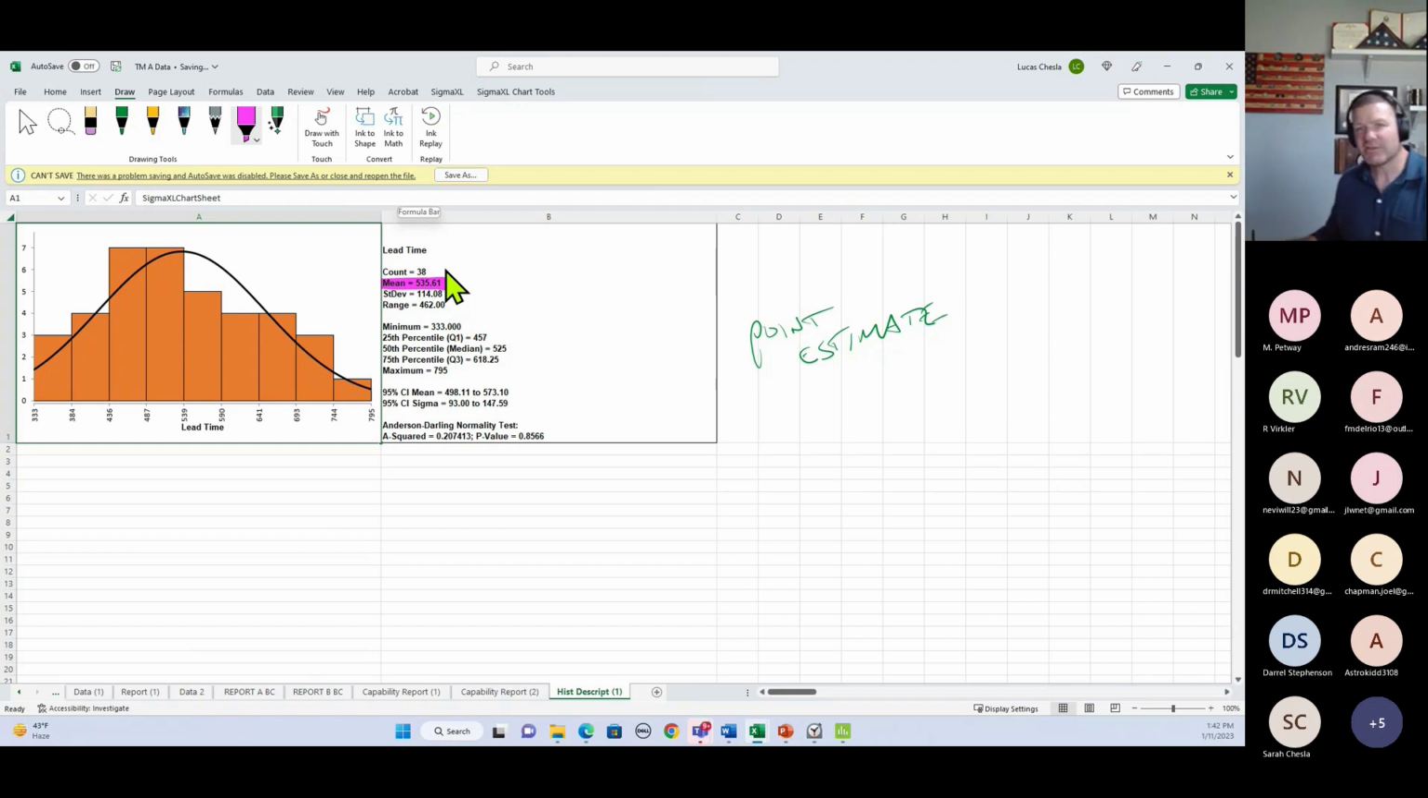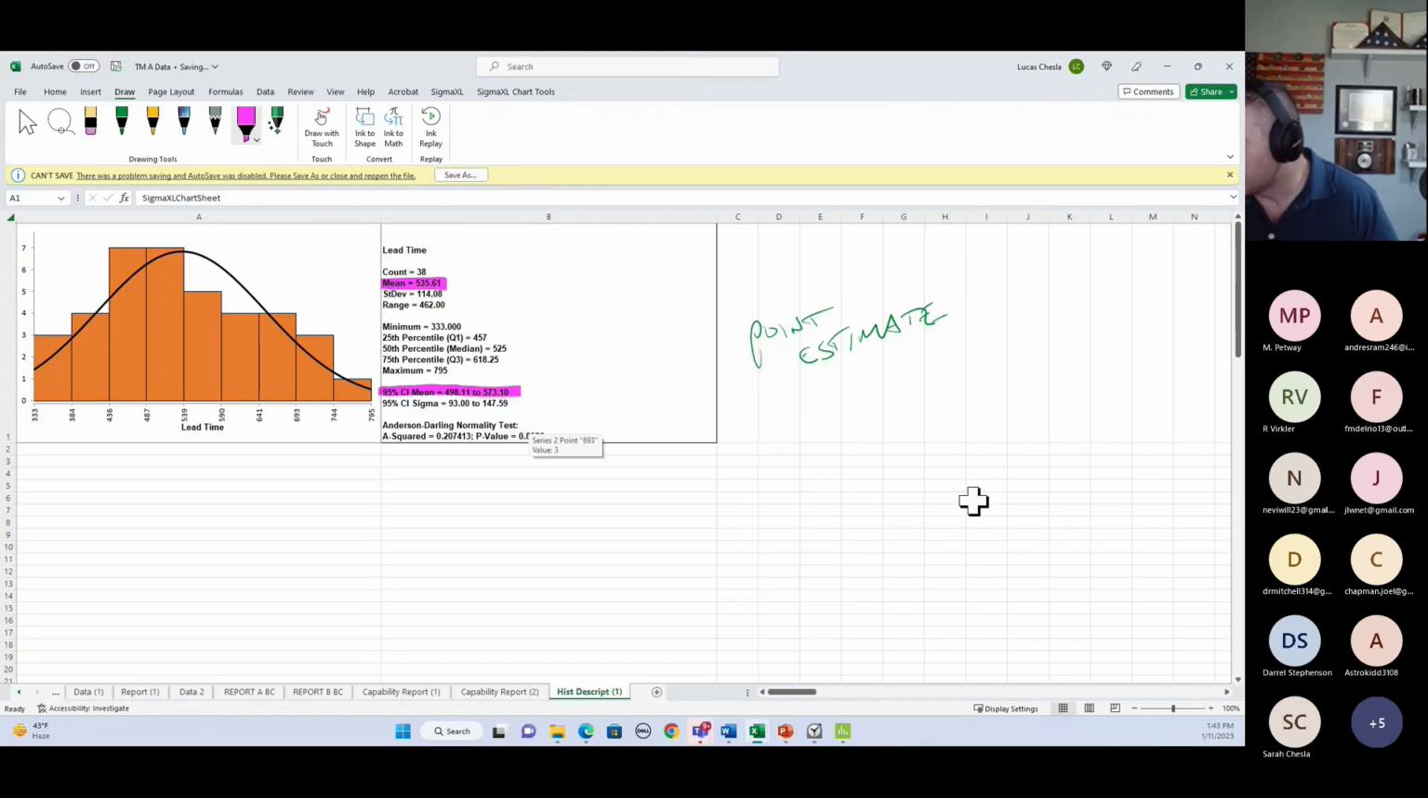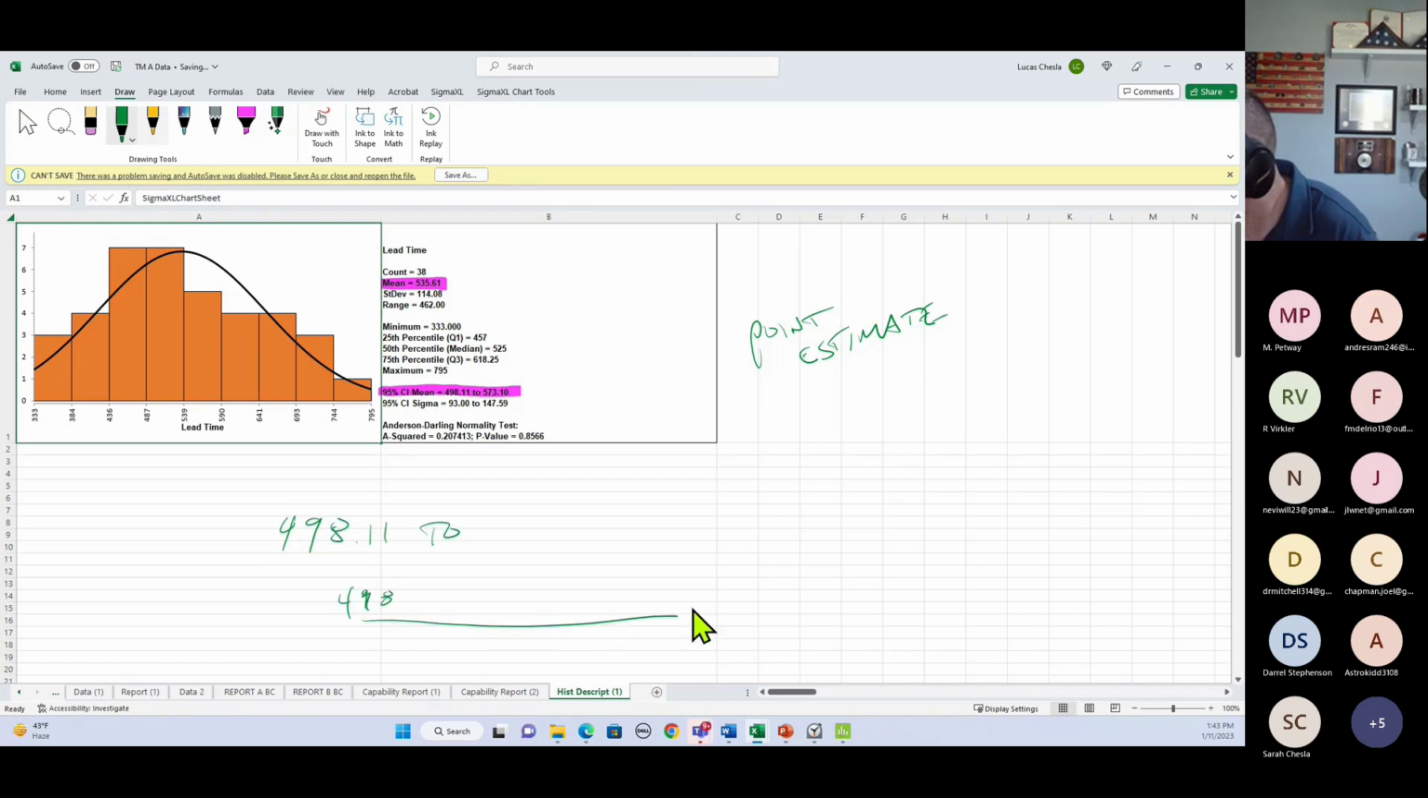Well, let's talk about that 95 now. This is taking what we learned already with that 95 and saying, okay, the confidence interval for the mean is 498 to 573. We're off a little bit from rounding. So what this is telling me is that I'm 95% confident, or I'm sorry, if I were to do this 100 times, 95 of them would fall between 498 and 573.